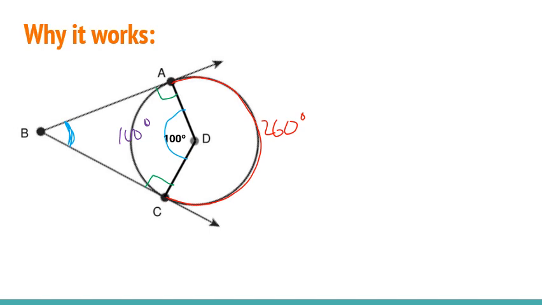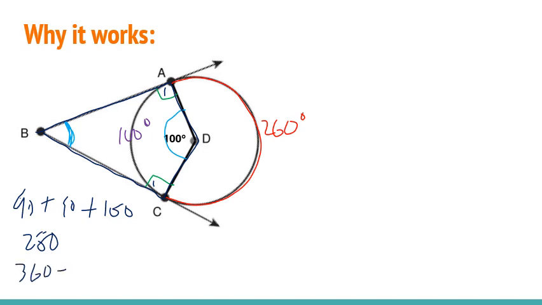Okay, so let's take a look now. What I'm highlighting here is a quadrilateral. All quadrilaterals have to add up to 360 degrees in their angles. So we have 90 plus 90 plus 100, which gives you 280. If you subtract that from 360, you're going to get 80. So this angle measurement here, angle B, is 80.